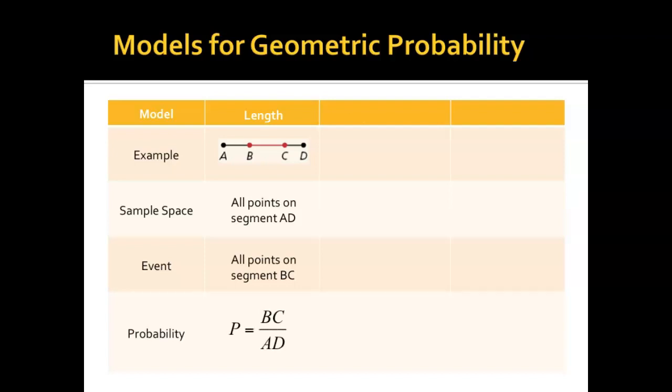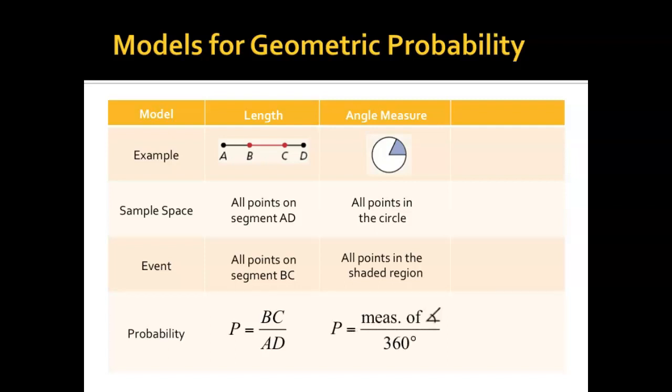Now let's say you were looking at an angle measure. So for example, here is a circle, there's an angle measure inside. Now the sample space could be all the points that are in the circle. Now an event, which is going to be your favorable outcome, could be all the points that are in the shaded region. So now to find the probability of this event, we would find the measure of the angle and divide it by 360 degrees.